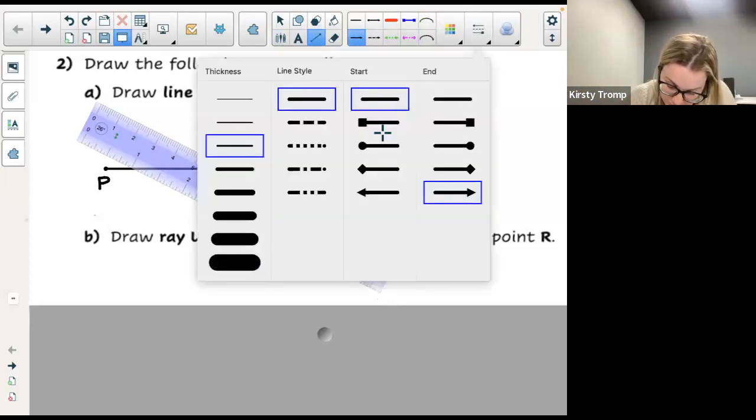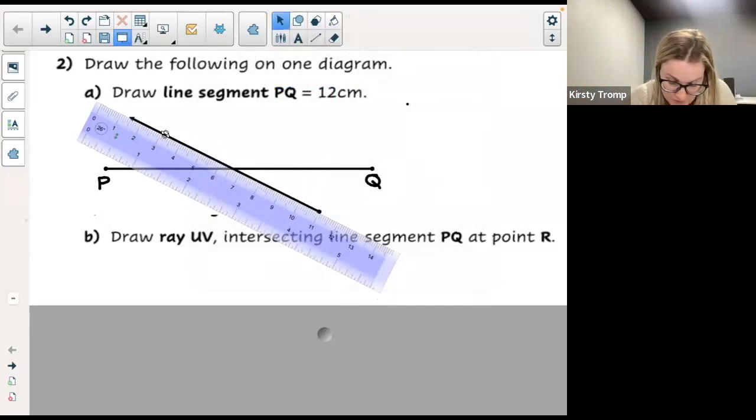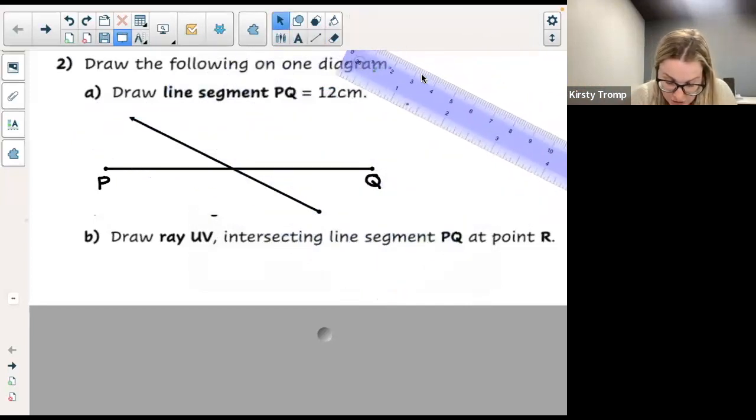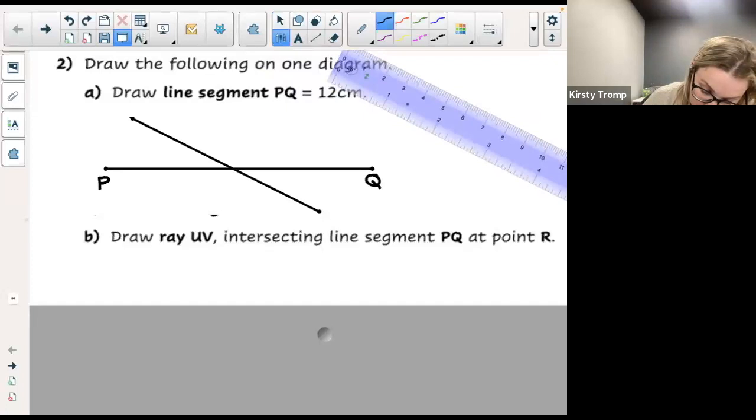For my ray, I'm going to have a start that's got a point like that, and I'm going to have an end with an arrow. So I'm going to start somewhere down here. I'm going to draw my ray using my ruler, and I'm going to finish him up there. Right, let's move my ruler out the way for you guys so you can have a look. Okay, let's make him a little bit clearer for you. So there is the start. There is the arrow. All right, I had to label him.